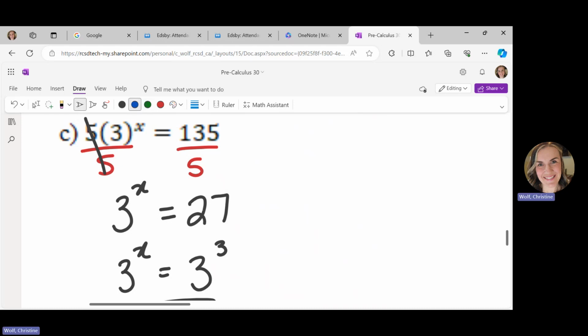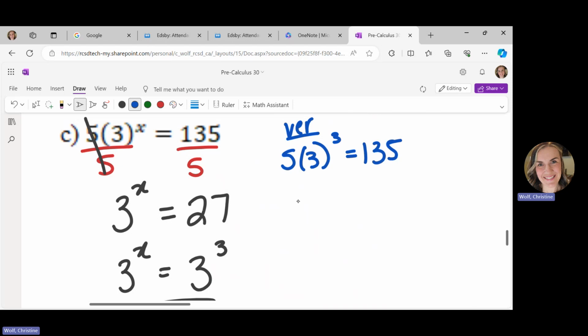Okay, this one is a very quick verification. You use the original question. So all I had to do was sub in the x for 3. Same thing here. That is not a 15. Okay, it is 5 times 9.